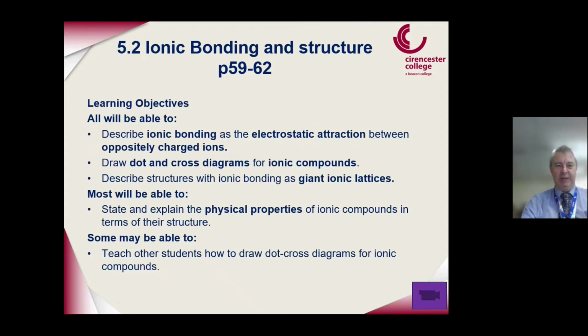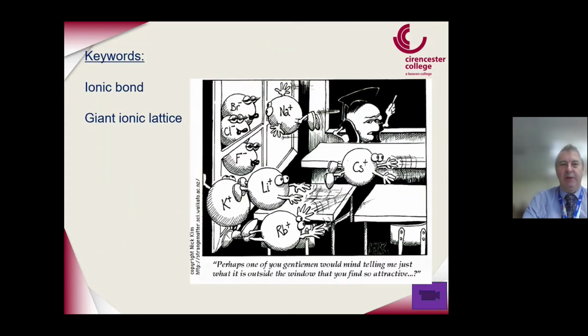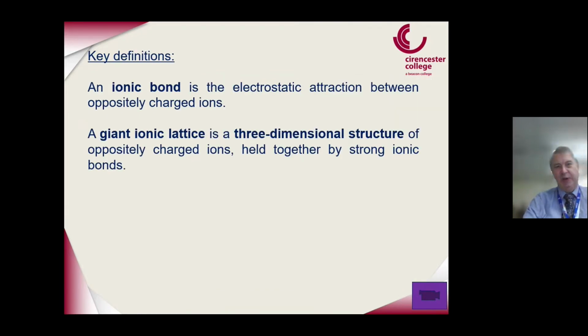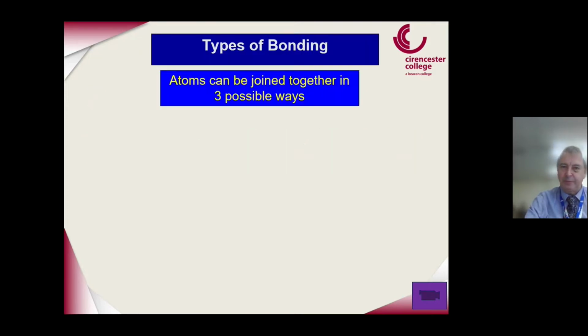Okay, so these are the objectives. We're going to look at ionic bonding, calling it electrostatic attraction between oppositely charged ions. We'll hopefully be able to do dot and cross diagrams, look at giant ionic lattices, and then we'll be considering the properties. Okay, so those are our keywords, and there's a rather interesting or rather facile pun there about the group 1 metals and the group 7 non-metals, the halogens. Okay, so those are the definitions. They're in your booklet, so you need to make flashcards of those.